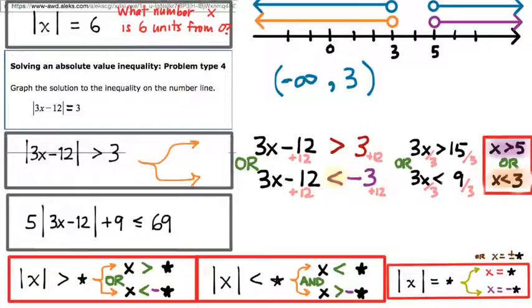Ditto with our piece on the right. How far to the right does it go? Infinity, always round bracket. How far to the left does it go? Round bracket or square? Round bracket again because 5 is not included. Open circle, strictly greater, round bracket.